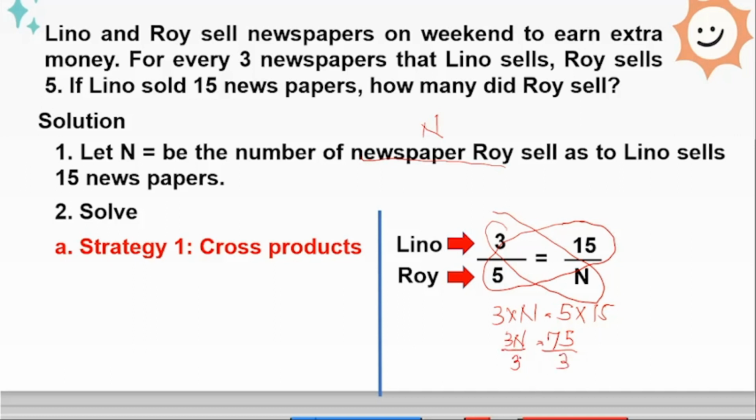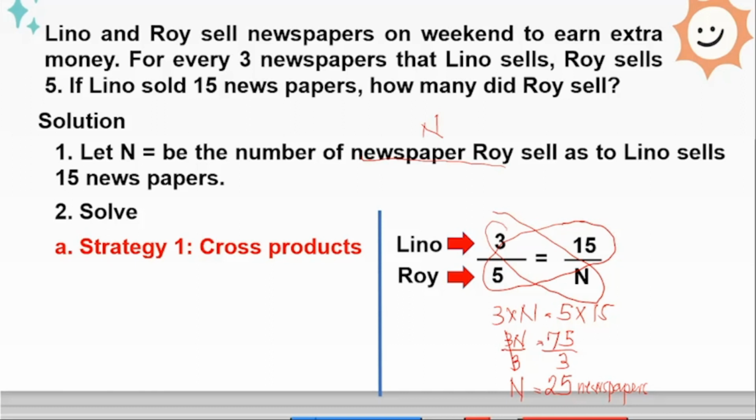So, 3n divided by 3, we can cancel 3 over 3, or 3 divided by 3 is 1. So, matitira na lang 1n. So, we can write it n here. 75 divided by 3, that is equal to 25. So, the answer is 25 newspapers yung nabenta ni Roy. So, that's how we answer using cross products.